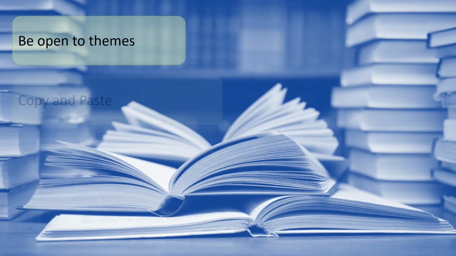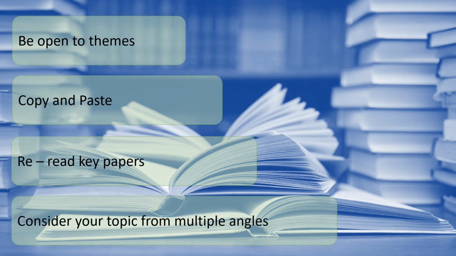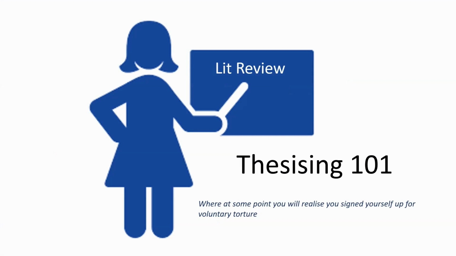In summary, on part 1 of writing a literature review, be open to perceiving themes. Copy and paste themes into a working document. Reread key papers. And don't believe everything you read. Critically think about it. That concludes part 1 of this lesson. Part 2 will be focusing on creating your lit review structure.